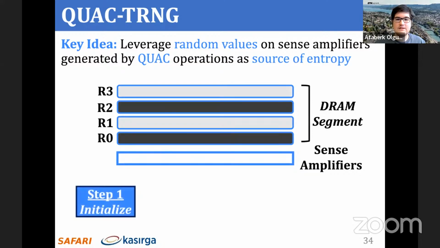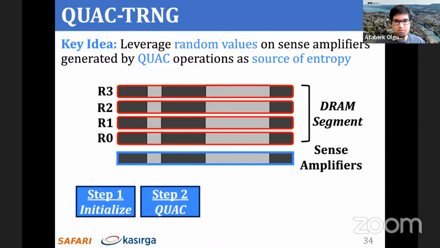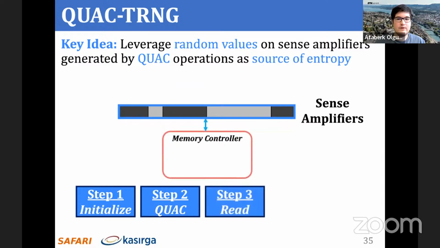First, it initializes the DRAM segment using a predefined data pattern. In this example, we will fill the odd address rows with all zeros and even address rows with all ones. Second, it performs a QUAC operation to generate random values on DRAM sense amplifiers. At step 3, QUAC-TRNG reads the random values on the sense amplifiers to the memory controller.